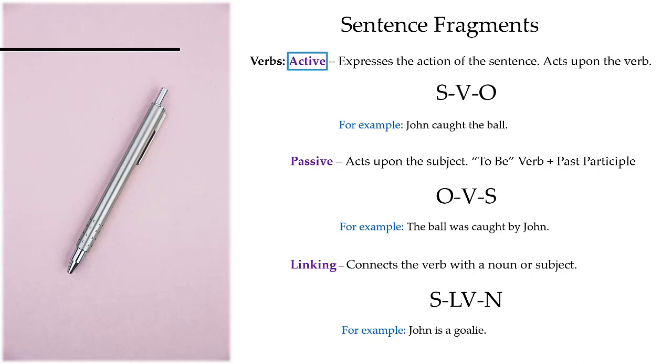The example is, John caught the ball. This is an active sentence because the subject is doing the action. John is the subject, the verb is caught, and then the object is the ball. So, John caught the ball.